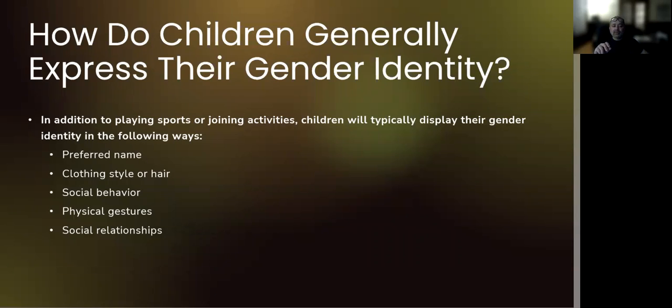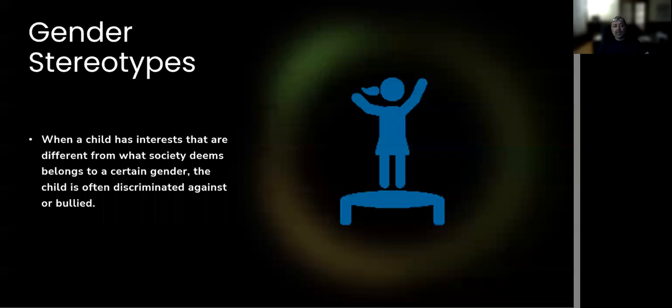How do children generally express their gender identity? In addition to playing sports or joining activities, children will typically display their gender identity in the following ways. For example, they will have preferences for names, clothing style or hair, social behavior, physical gestures, or social relationships. These are some of the general expressions of children when it comes to gender identity.